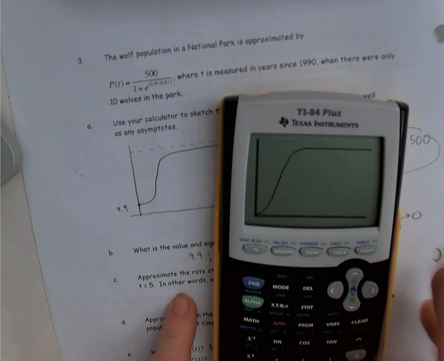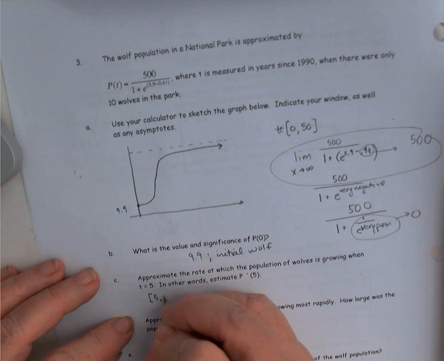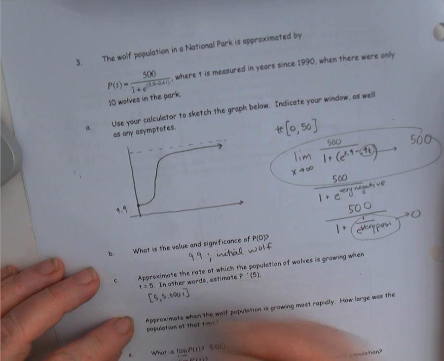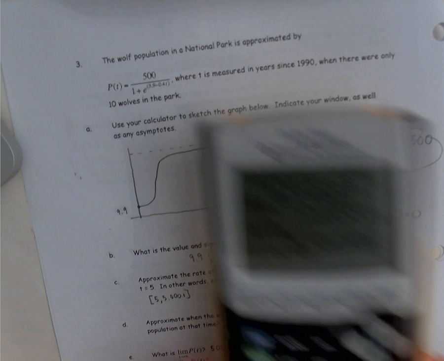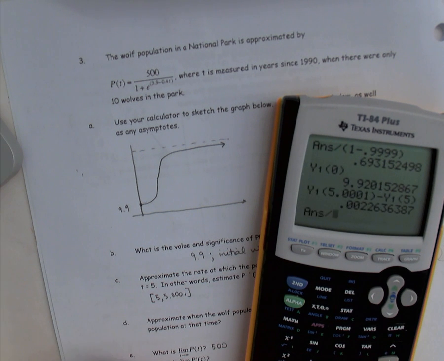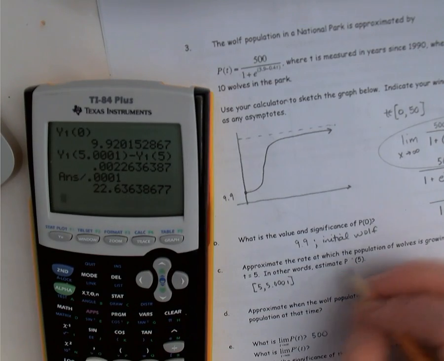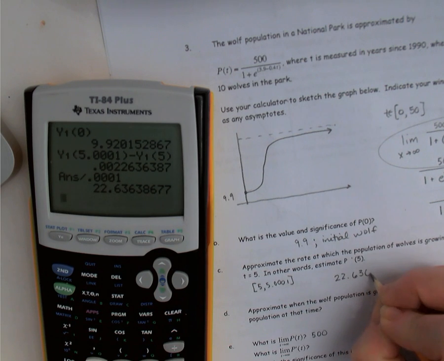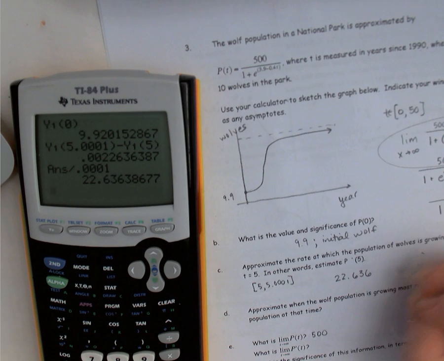We're looking for P prime of 5. So what I'm going to do is take a small interval, maybe 5 to 5.0001. So let's test this. Y-VARS, function Y1 at 5.0001, minus Y-VARS, function Y1 at 5, divided by 0.0001 gives me 22.636. 22.636, and this is a rate of change.